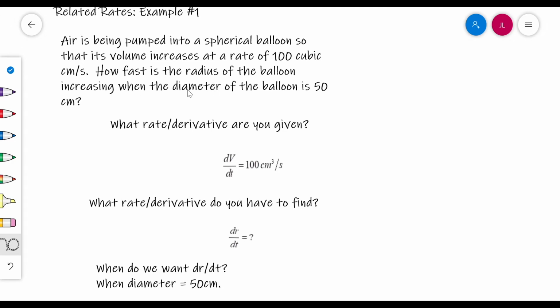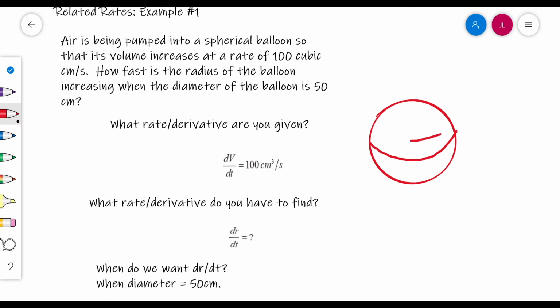So usually the very first thing that we do is make a diagram. This is a spherical balloon, so we're just going to draw a diagram to remind ourselves what the shape is and what the radius is and how the radius relates to the volume. The volume of a sphere is 4/3 pi r cubed. It's very nice that the volume is a function of one variable, the radius.